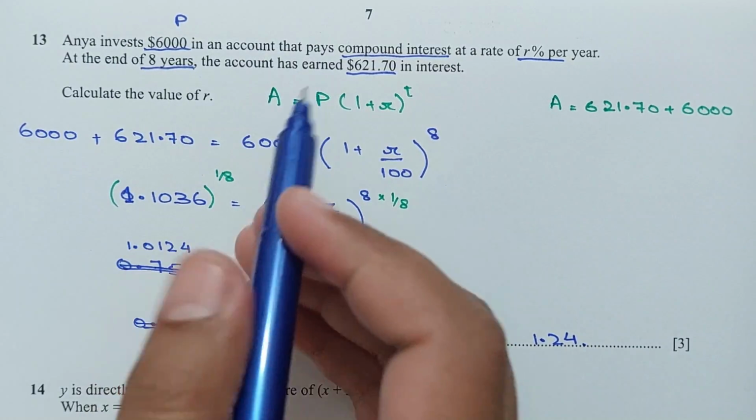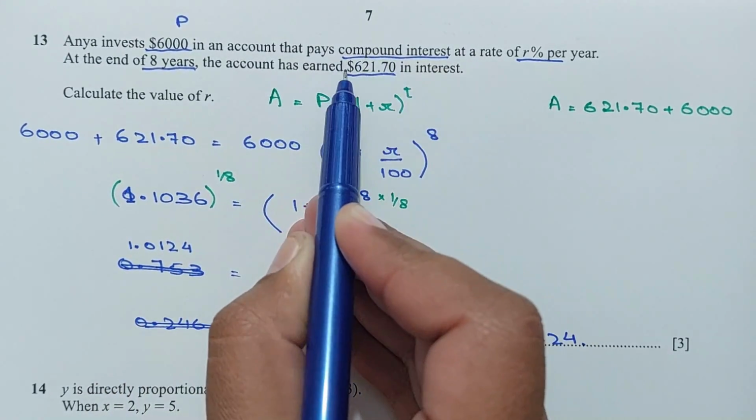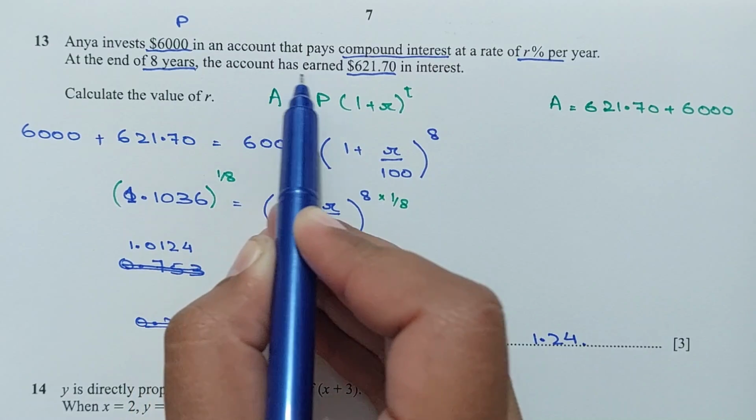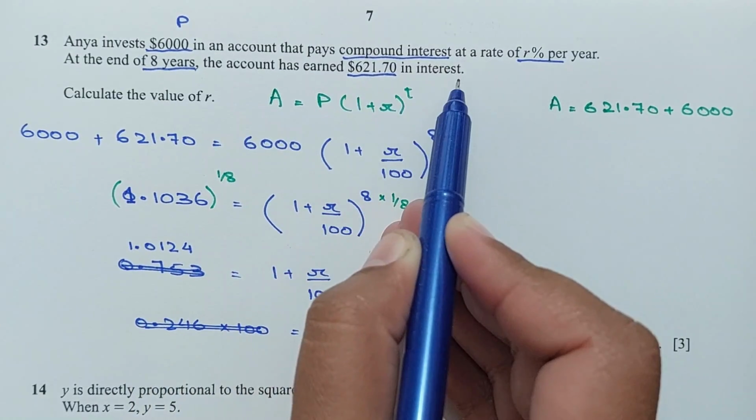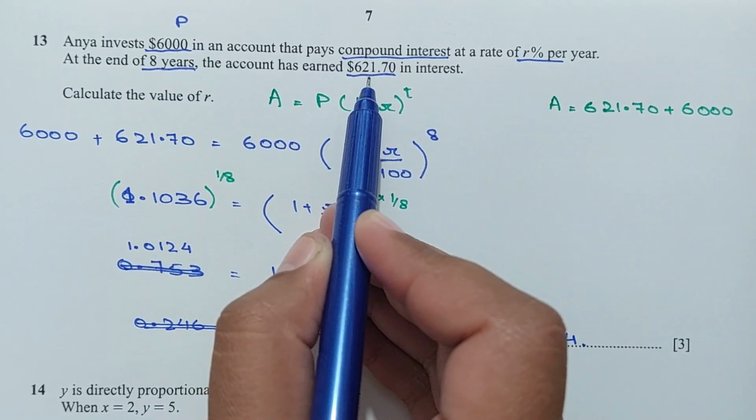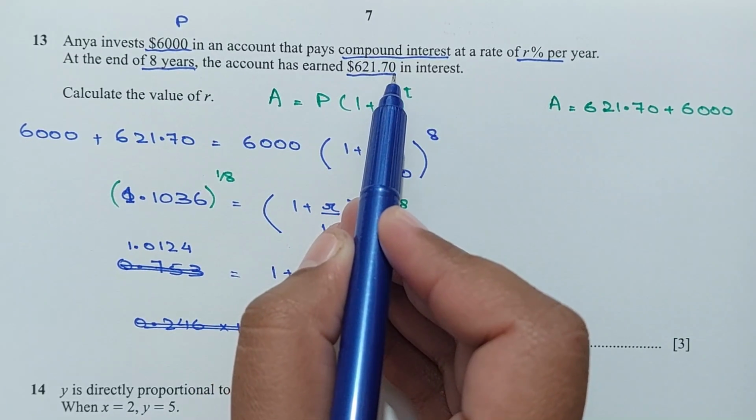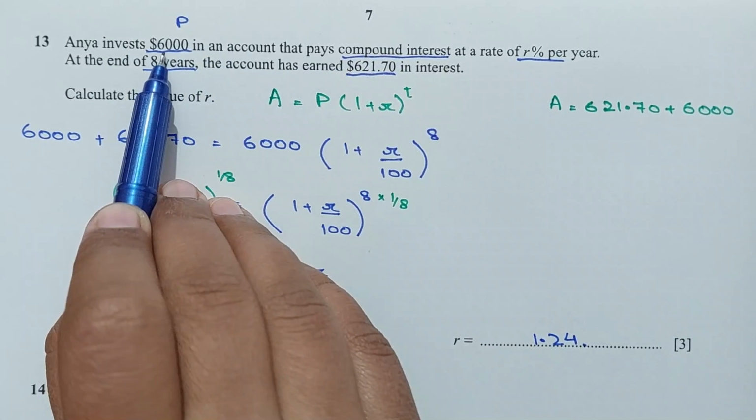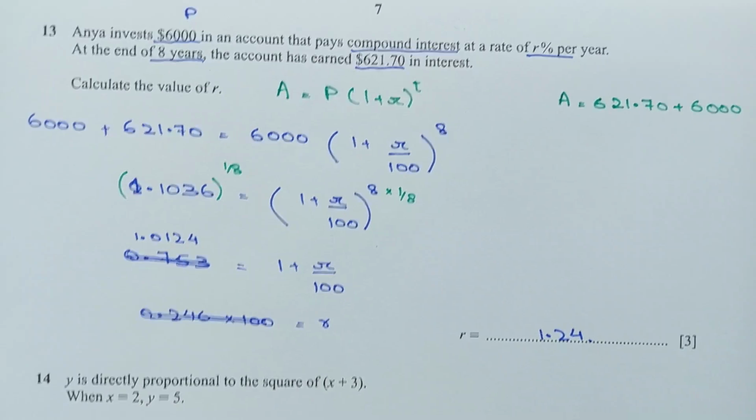So the main thing is, this is not the value of the amount. We have been given that the account has earned this much in interest. This is the amount earned in interest. So in this, to get the amount, we have to add the interest to the investment. We will get the amount, right?